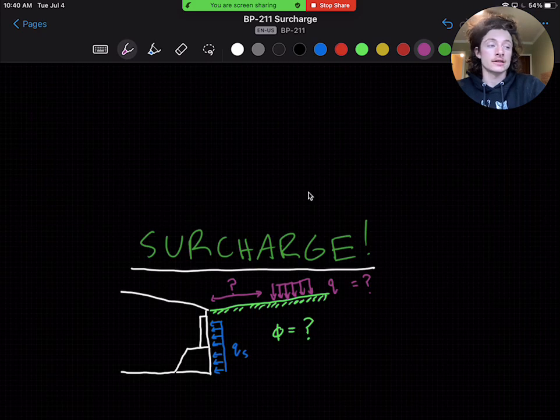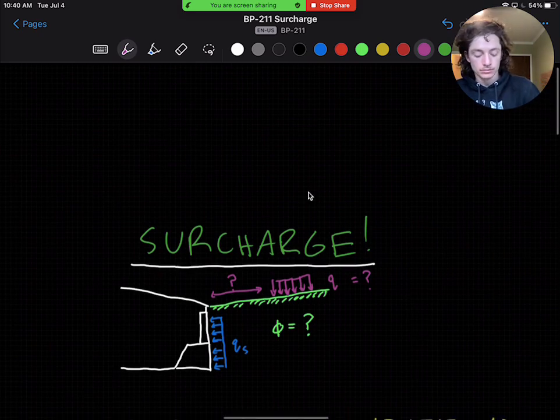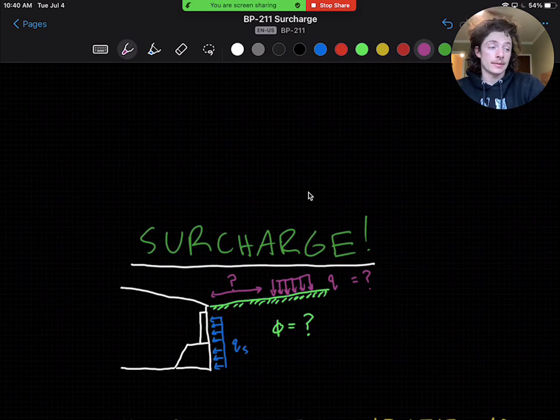Now, first, we can define a surcharge load and how it affects our structure. A surcharge load is any load on a soil surface that may result in lateral pressure in addition to earth pressure. So let's think about this for a moment.